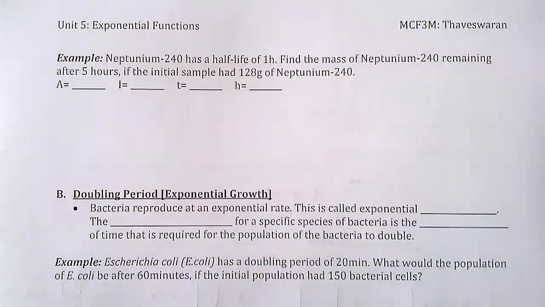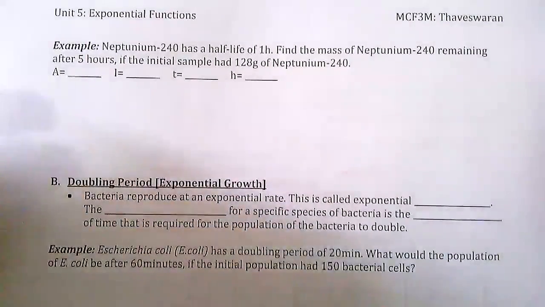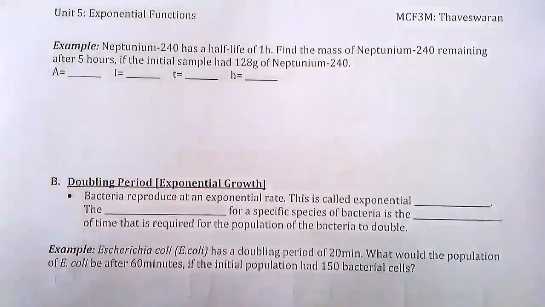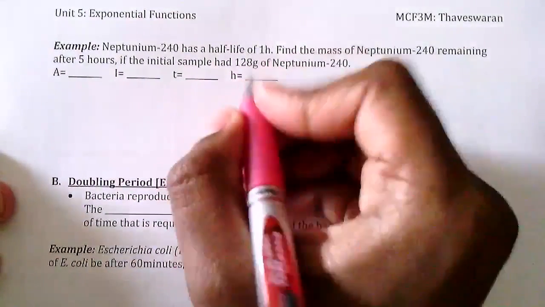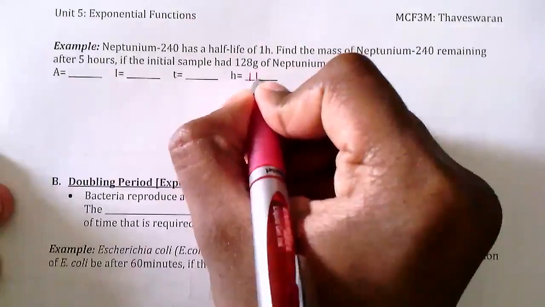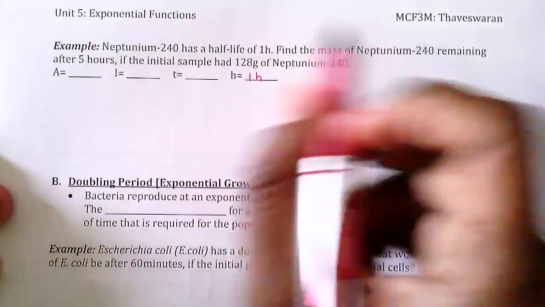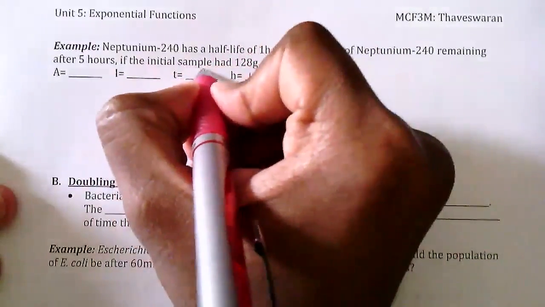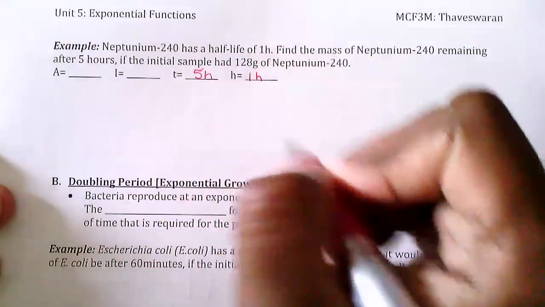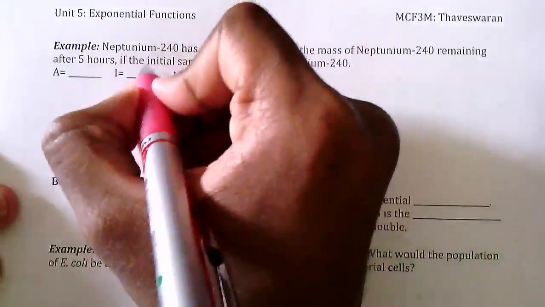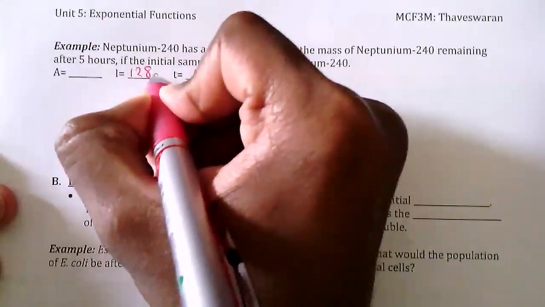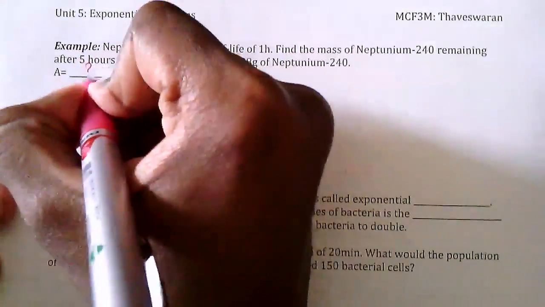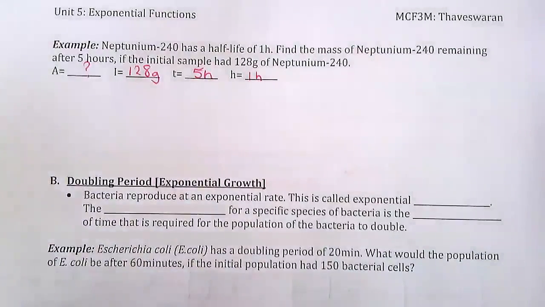Find the mass of Neptunium-240 remaining after 5 hours if the initial sample had 128 grams of Neptunium-240. So let's fill in the information that we have first. Neptunium-240 has a half-life of 1 hour, so I'm going to write that in, 1 hour. Find the mass of Neptunium remaining after 5 hours, so T is 5 hours, the time that has passed, if the initial sample had 128 grams. So they told us the initial, the I is 128, and we want to find the A.